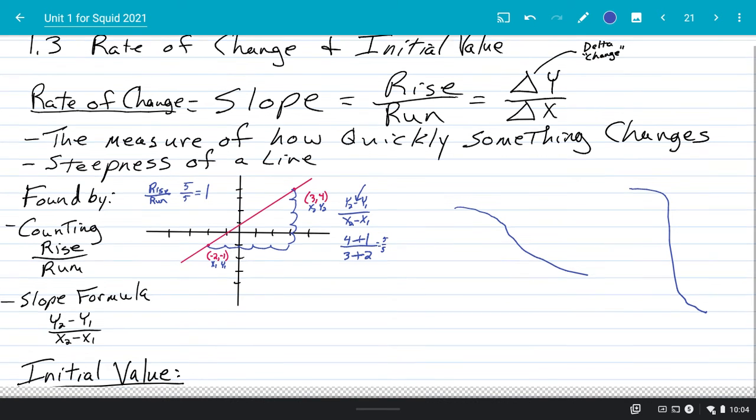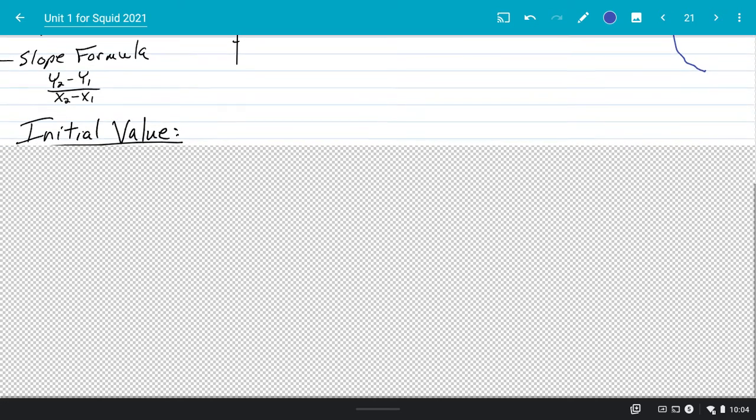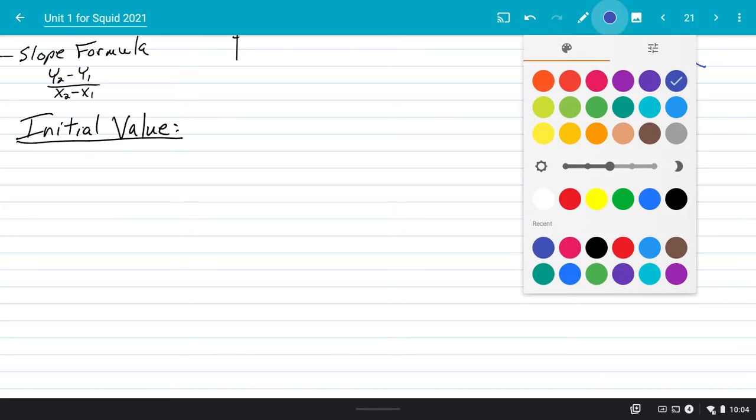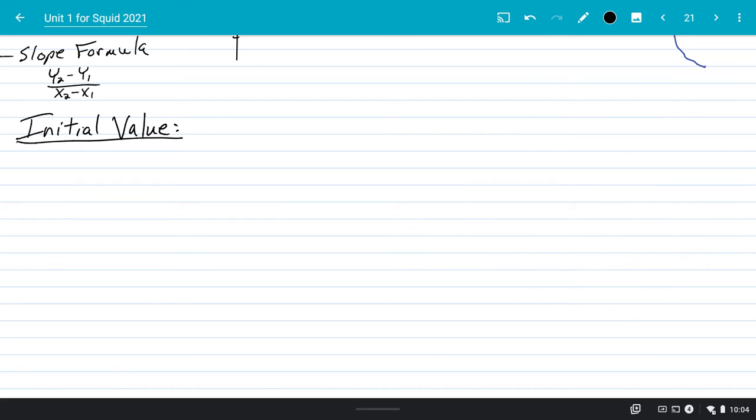The other thing that was shown to us or that we learned about in this section is the initial value. Initial value is also known as a constant.